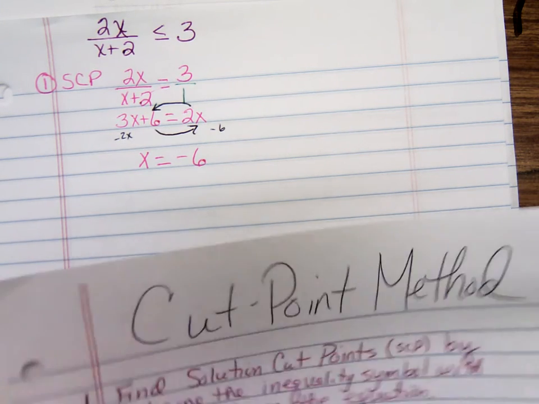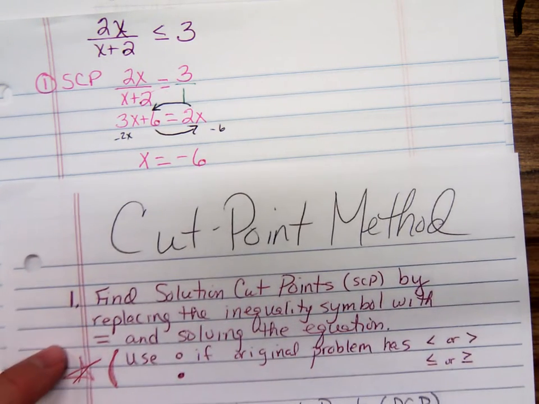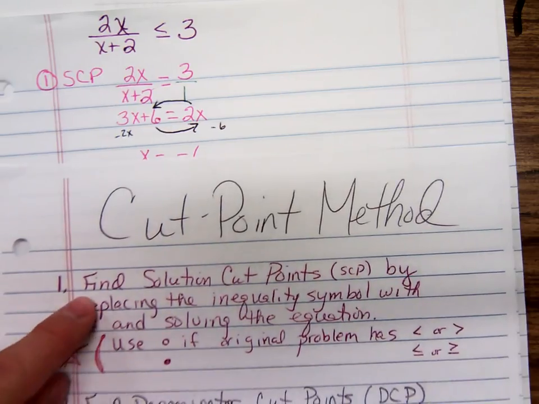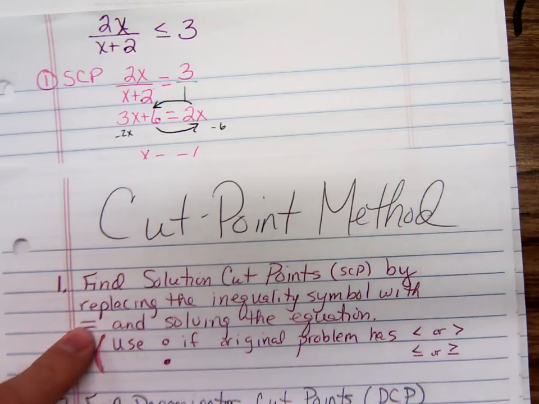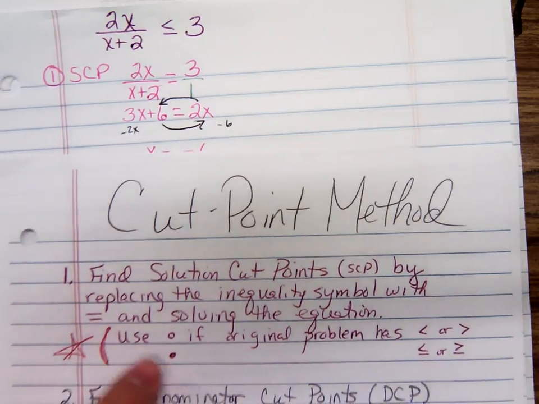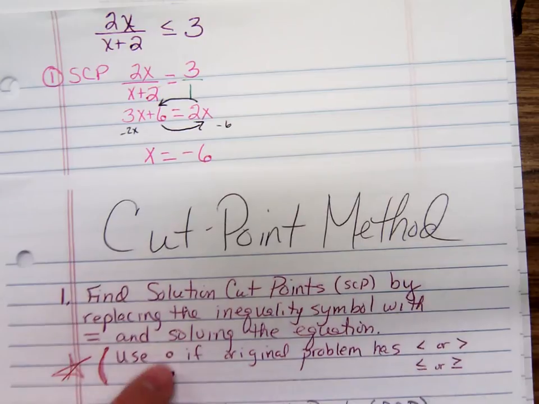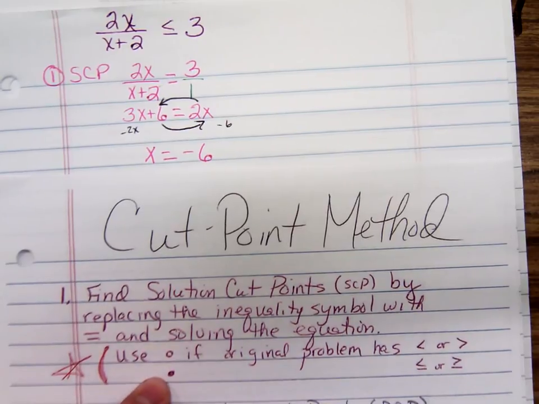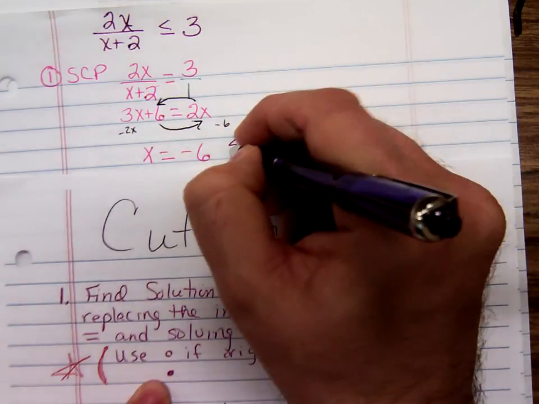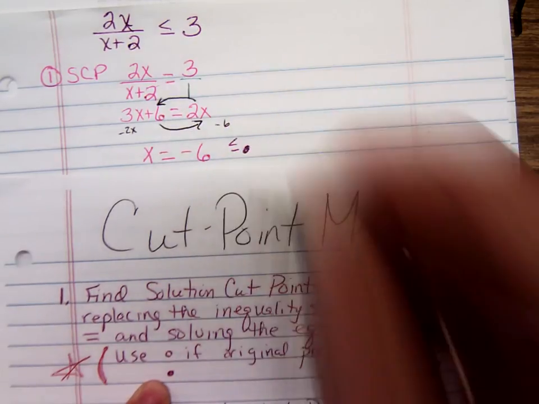Now, look at this step 1 right here. Find the solution cut points by replacing the inequality with equal, solving the equation. Then I'll go ahead and decide right now, is there going to be an open circle or a closed circle? You look up here, and it's a closed circle. Okay.